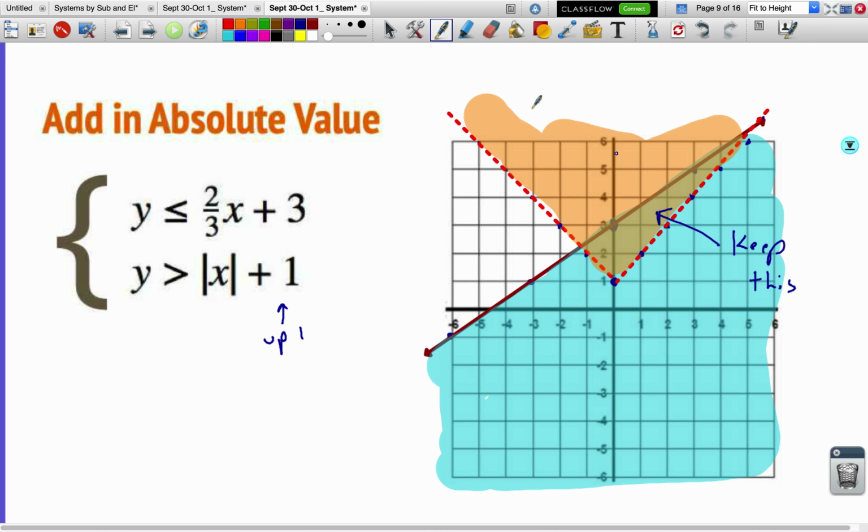All right, so only ordered pairs inside of that region are going to satisfy both inequalities. Let's double check with the point (0, 2). So is 2 less than or equal to 3? Yep, that works. Is 2 greater than 1? Yep. So that shows that we've shaded the right region, just that triangle in the middle here.